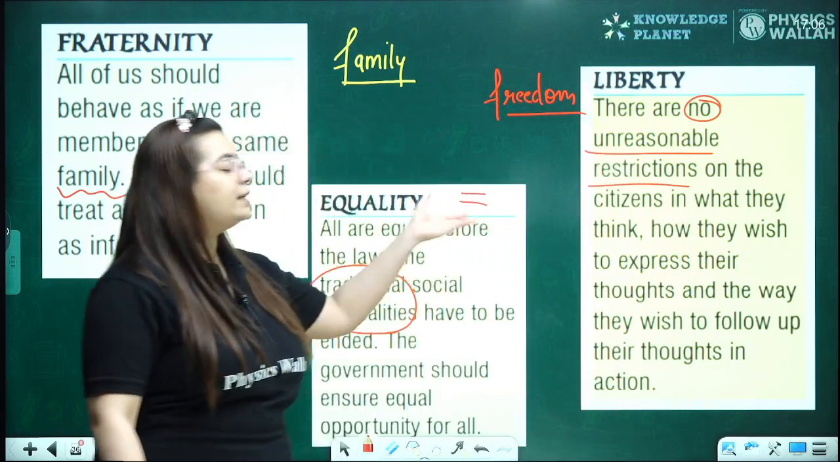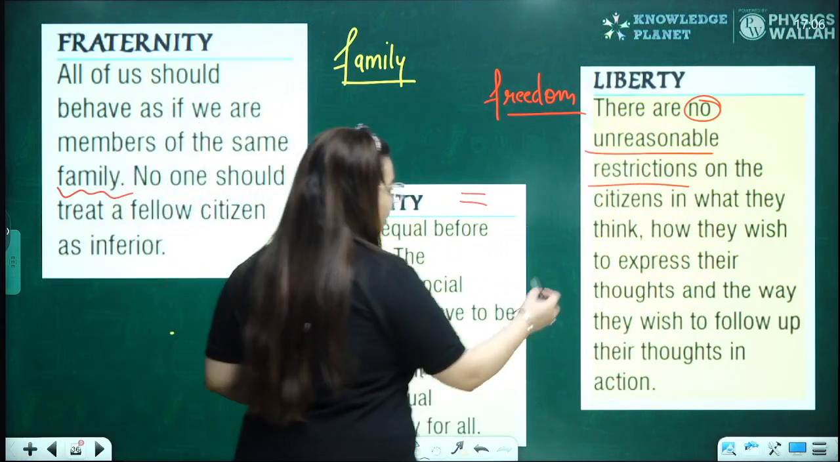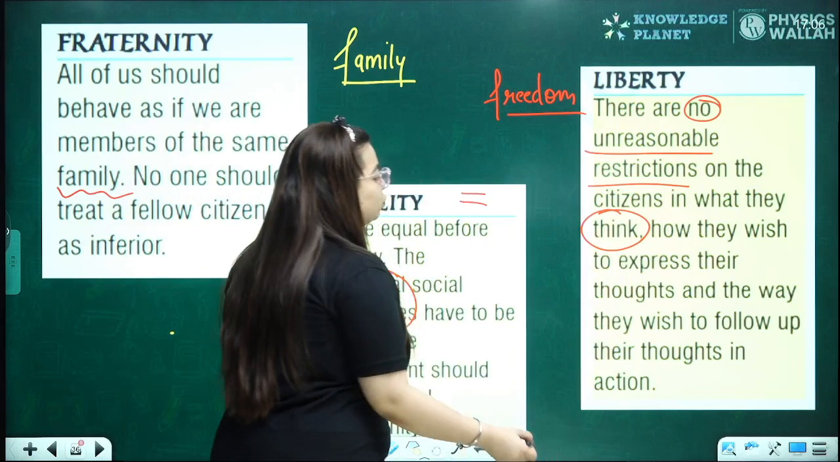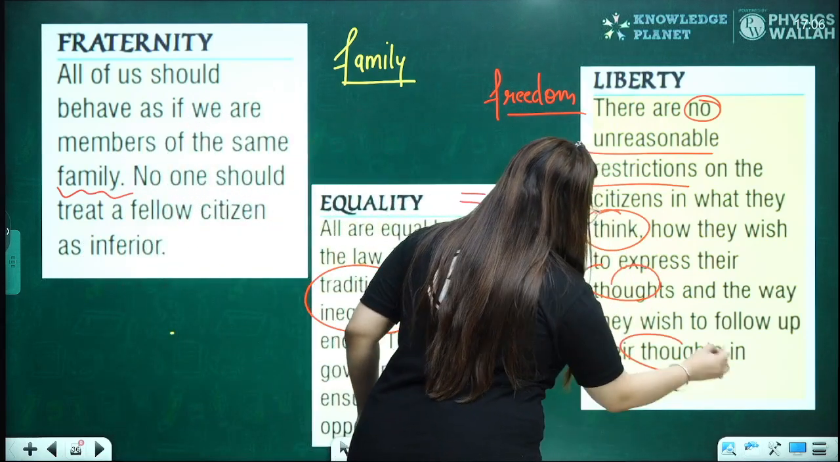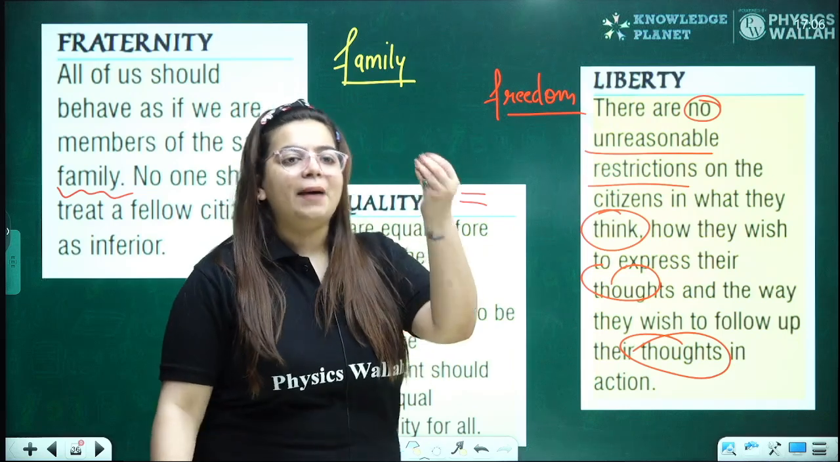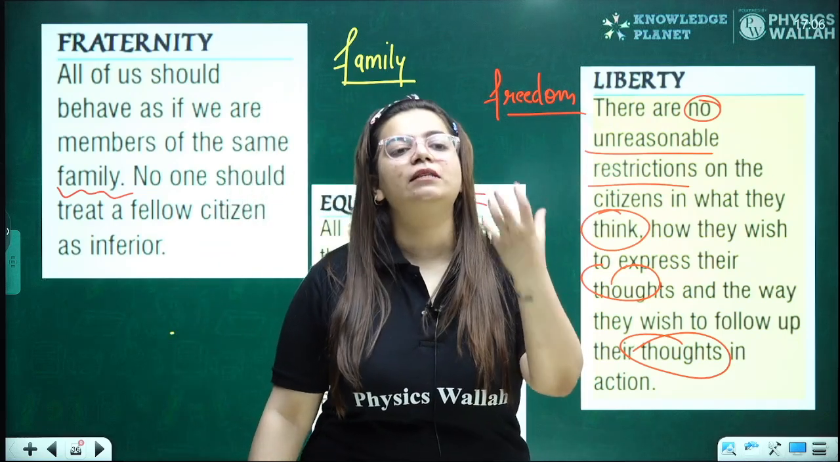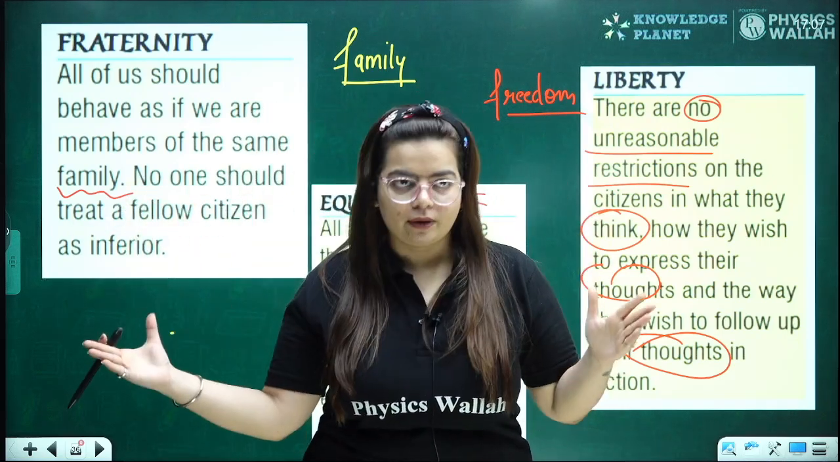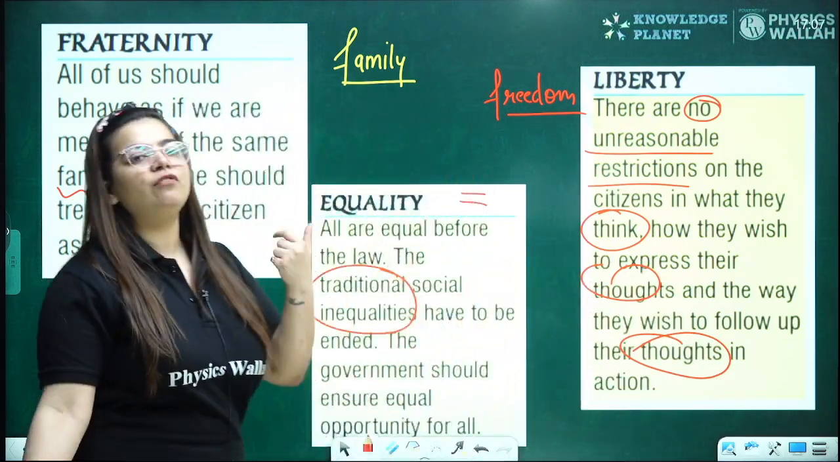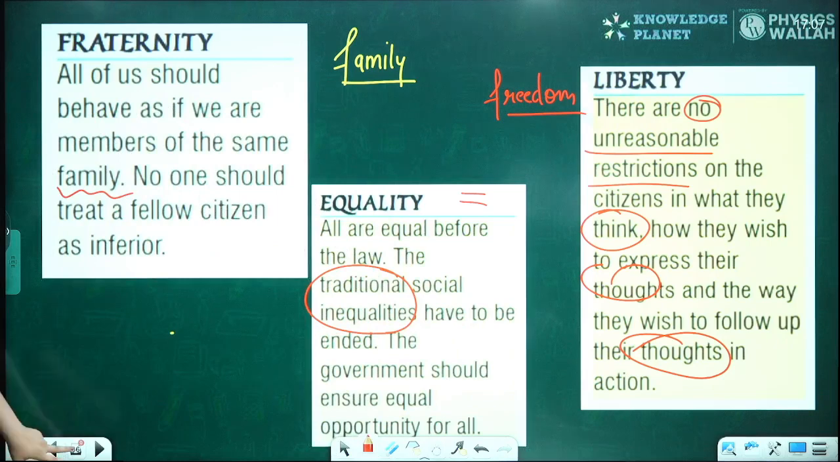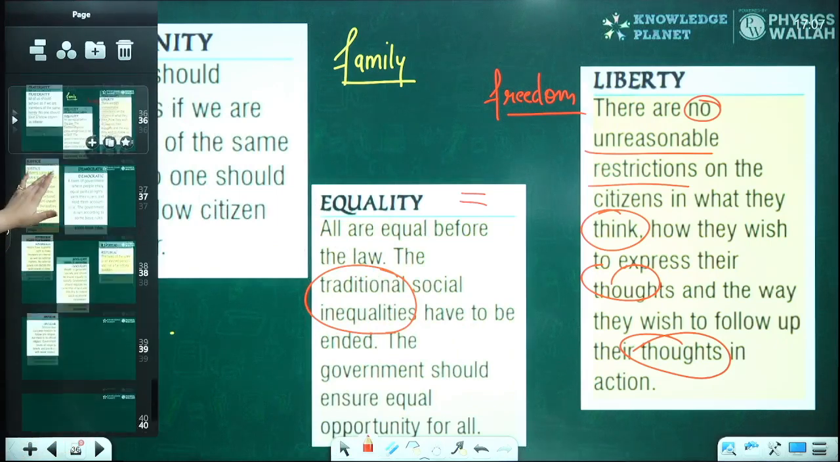Citizens can think whatever way they want to think, and express their thoughts and follow up their thoughts in action, but yes, in a manner which gives reasonable restriction. You cannot think in a violent way, right? You can think in the way which is good for everyone. That means you have no unreasonable restriction. You have restriction only which is reasonable.